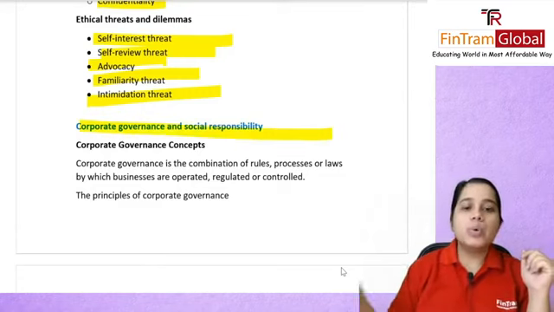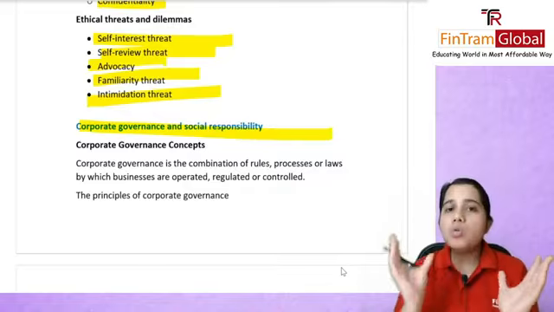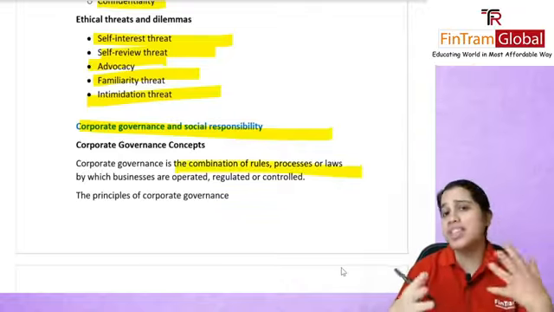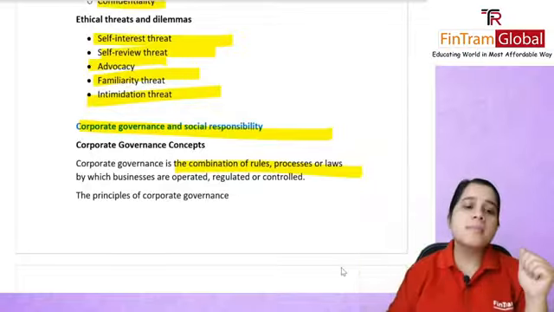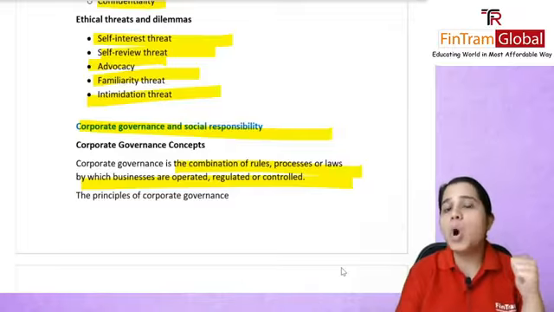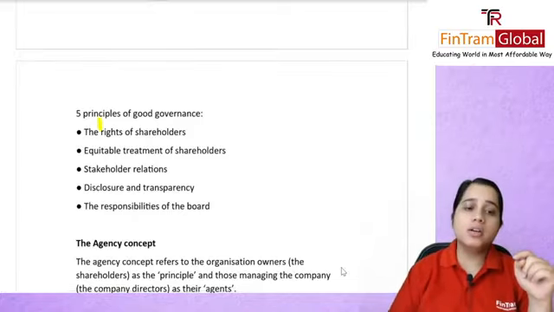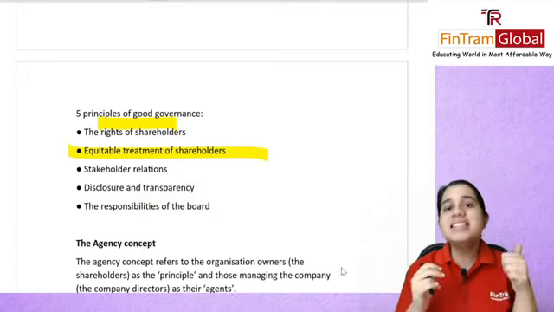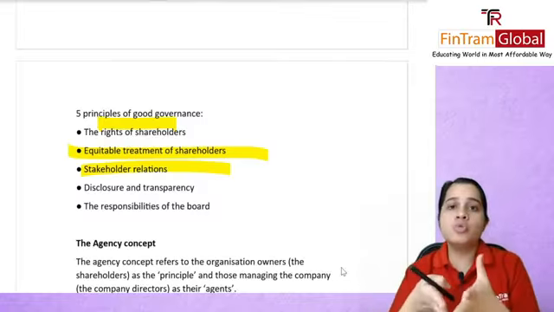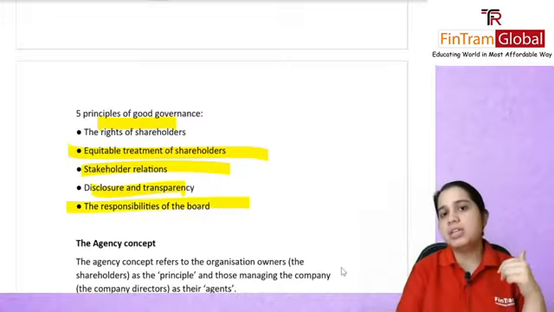Next is corporate governance and social responsibility. Corporate governance is basically the concept of how organizations are directed and controlled. It is the combination of various rules, policies, processes, and laws by which businesses are operated, regulated, or controlled. What are the principles of corporate governance? There are five: the rights of shareholders, where you should treat all your shareholders equitably, that is equally; stakeholder relations, since it's not just shareholders who are important, there are other stakeholders also; disclosure and transparency; and the responsibility of the board.